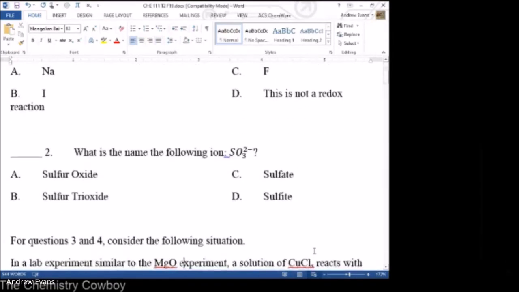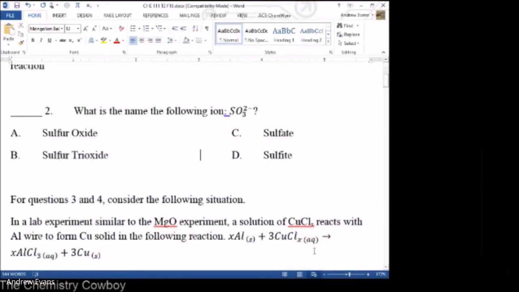Down. This one is something more like what we need. Which of the following ions is considered sulfite? What is the name of the following ion? So it is an ion. So the first thing to note is it is not sulfur oxide. It's not sulfur trioxide. Those would be naming these if we were talking about a compound.